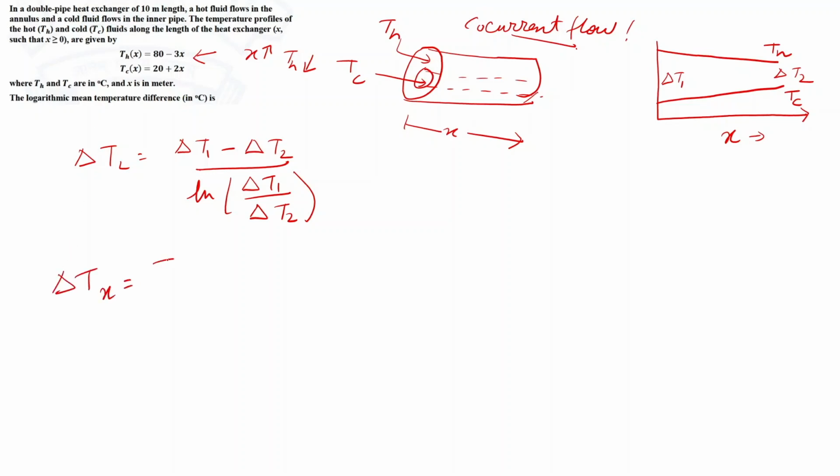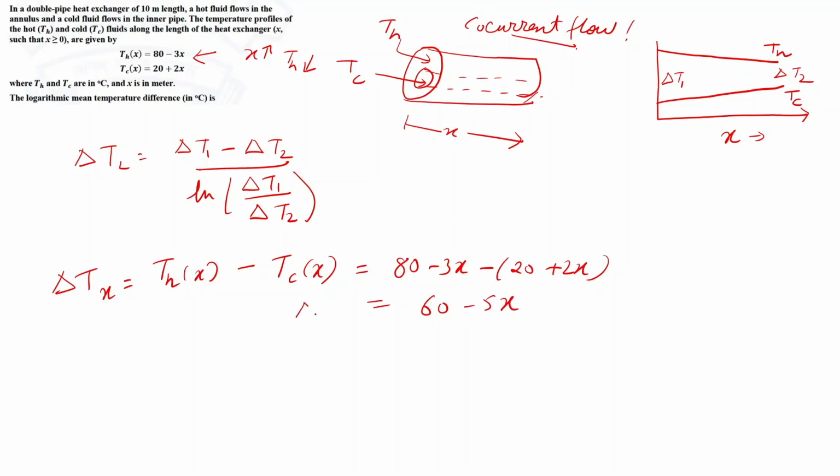That will be the temperature of the hot fluid at x minus the temperature of the cold fluid at x. So it will become 80 minus 3x minus of 20 plus 2x. You can solve this and it will become 80 minus 20 is 60, minus 3x minus 2x is minus 5x. So my delta T at any x is 60 minus 5x.